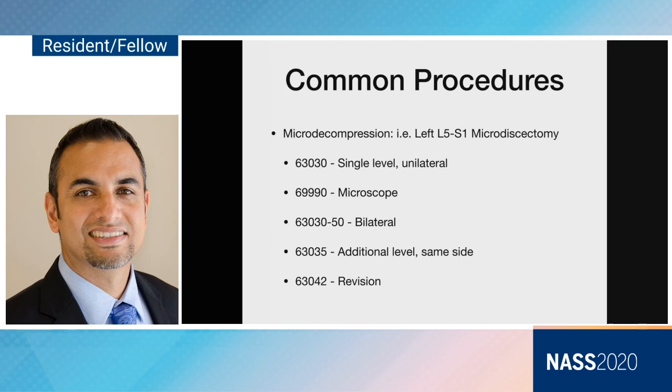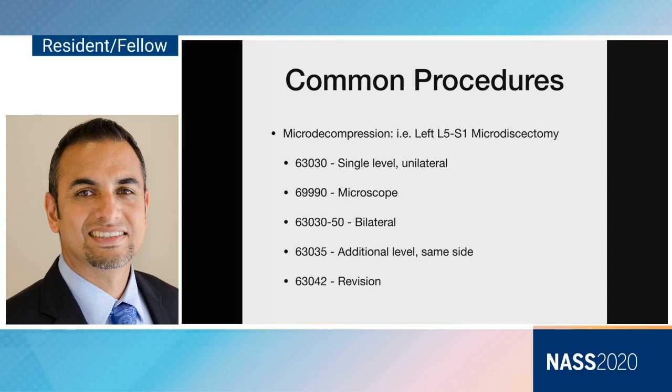The reimbursement is certainly much less than the primary procedure, but everything counts. If you performed a bilateral L5-S1 microdiscectomy or microdecompression, then you would add the 50 modifier to that first code. If you did an additional level, you can use the 63035 times however many levels you did. So the first level, let's say you did a 3-level microdecompression on the same side.